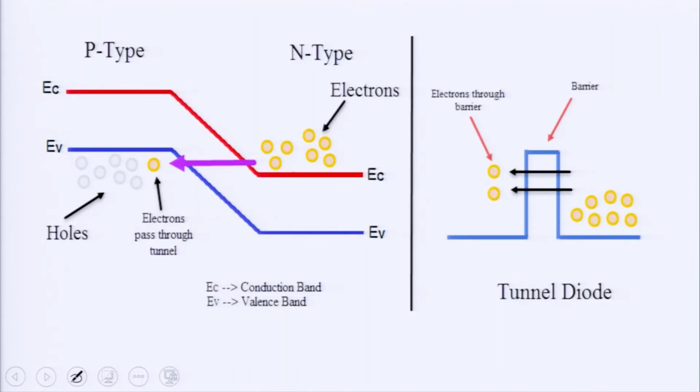Now, this is the pictorial representation of the conduction band and the valence band. These are the electrons at the conduction band of the N type, and these are the holes at the valence band of the P side. The valence band and conduction band of these two layers are almost at the same level, and the electrons easily tunnel this depletion layer, this barrier, and occupy the holes, and this phenomenon is called the tunneling effect.